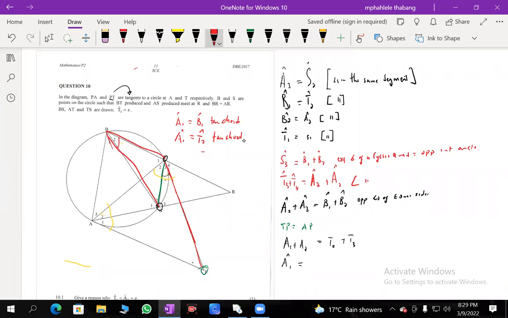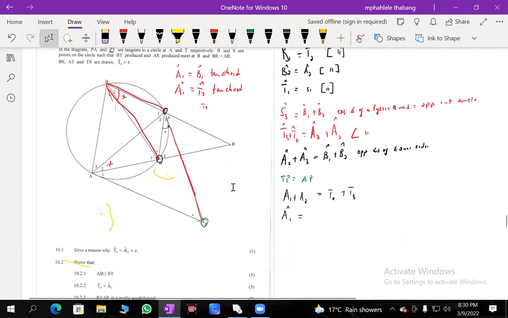So we say T3 is equal to A2, which means angle A2 is X and B2 is X. T3 is equal to A2, which is X. T3 is equal to B2, which is X. All these angles are X.